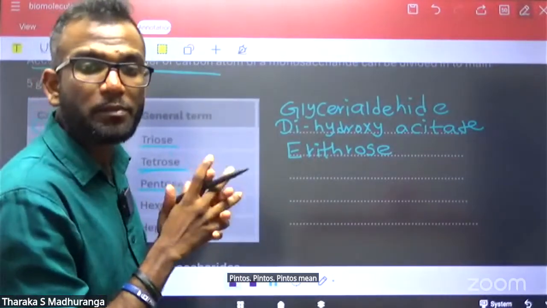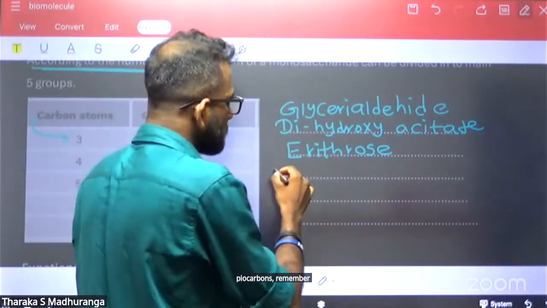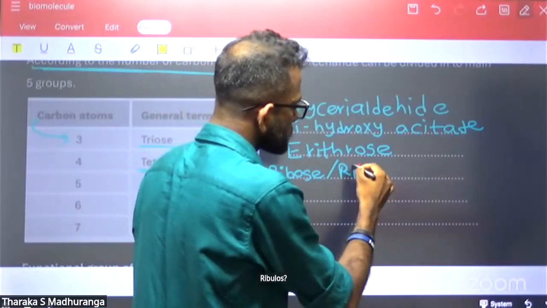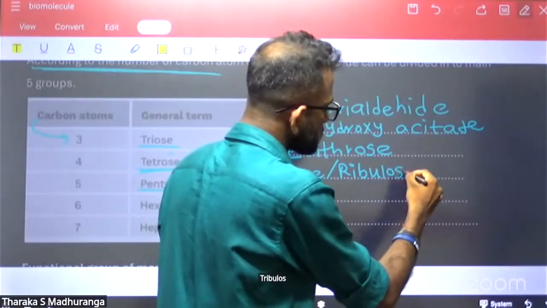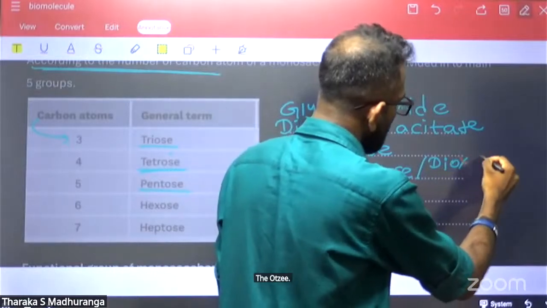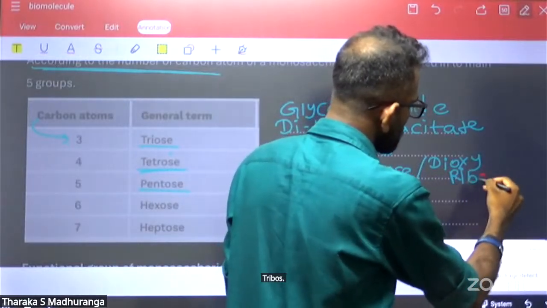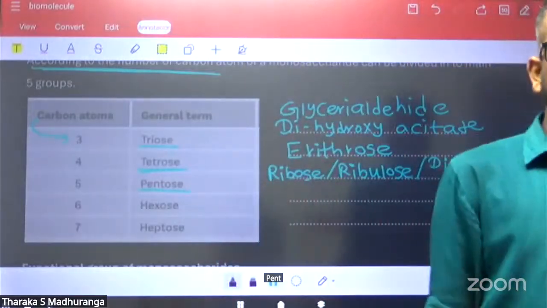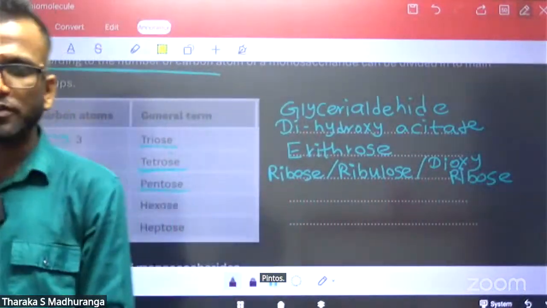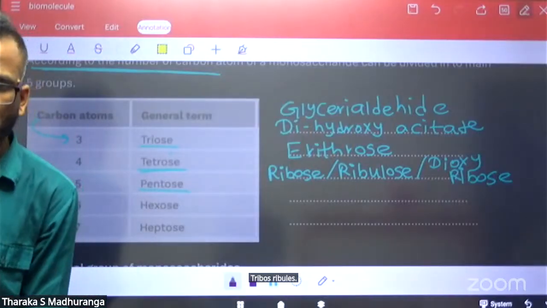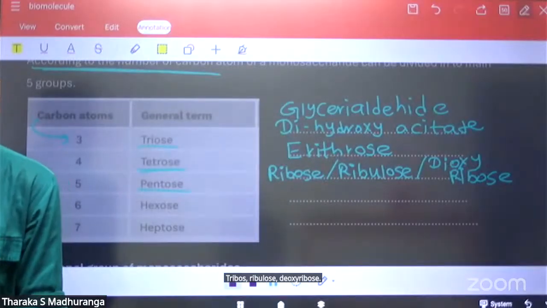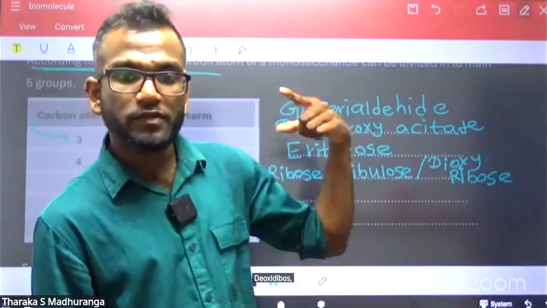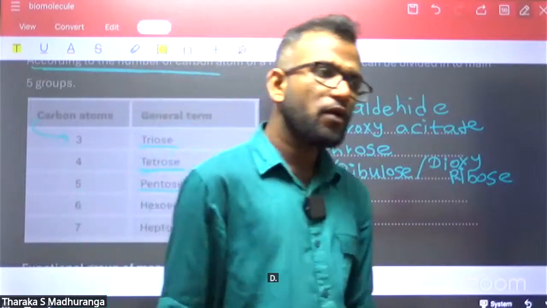Pentose means 5 carbons. Remember the examples: ribose, ribulose, deoxyribose, all are pentoses. Ribose is important for producing RNA. Deoxyribose is important for producing DNA.